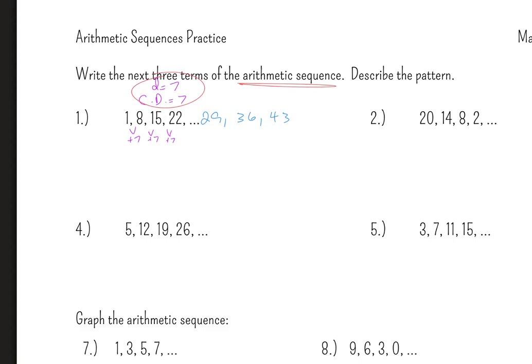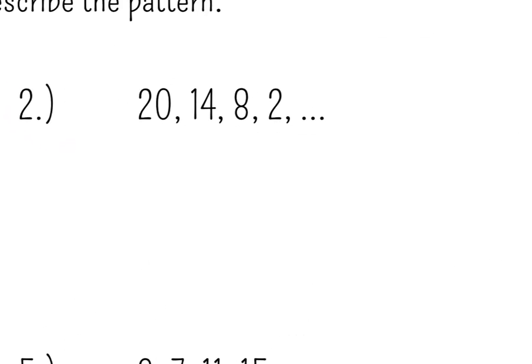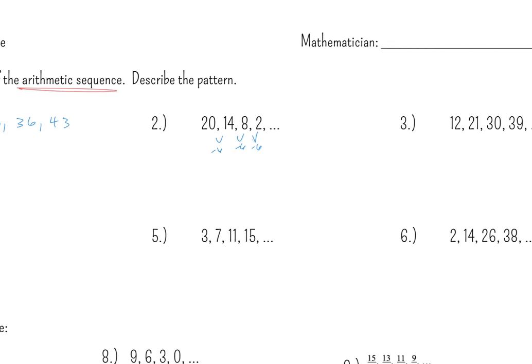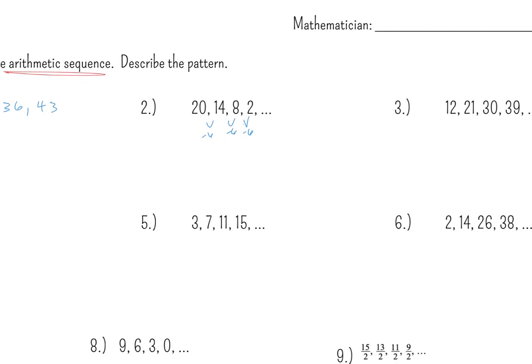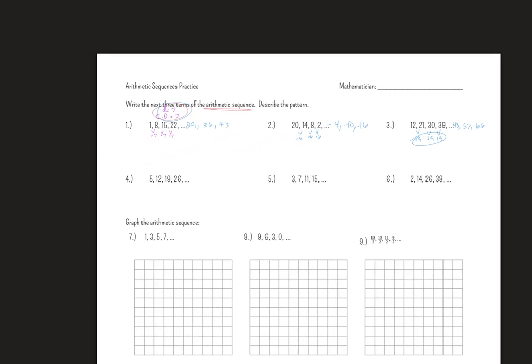And then describe the pattern. Well, I did. It's there. All right. We have minus 6, minus 6, minus 6. So that's the pattern. And the next three terms are going to be negative 4, negative 10, negative 16. We have plus 9, plus 9, plus 9. That's our pattern, is plus 9. The next three terms, we got 48, 57, 66.